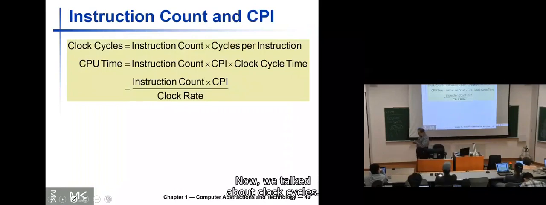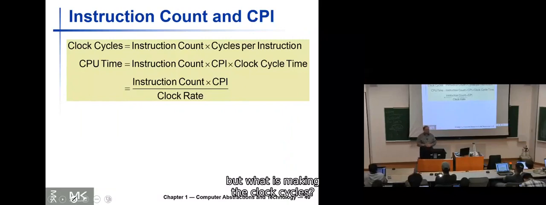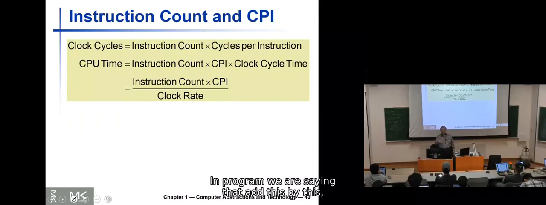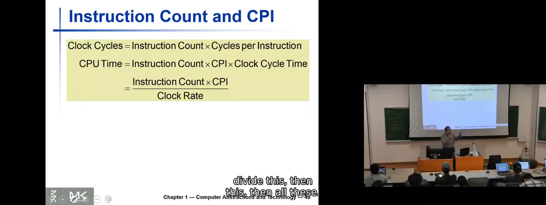Now we talked about clock cycles. We talked about clock rate. But what is making the clock cycles? The instructions. You have a program. In the program, you are saying add this by this, then multiply this, then divide this, then and this, then or this. There are lots of instructions that you are writing in your program, and they are going to be executed. Each one takes a number of clock cycles. For example, add takes 1 clock cycle to be executed, multiply takes 4 clock cycles, and so on.